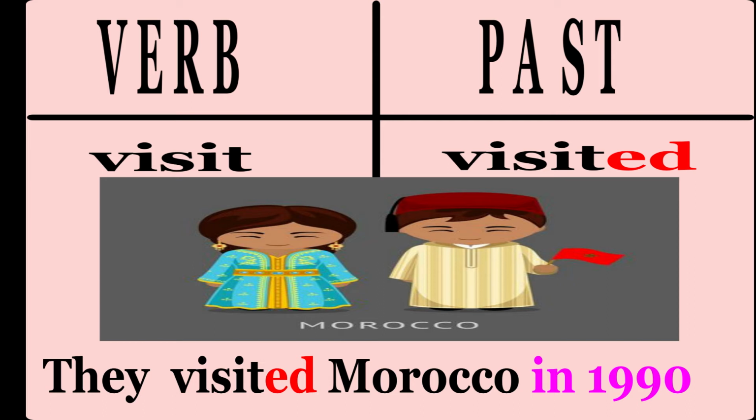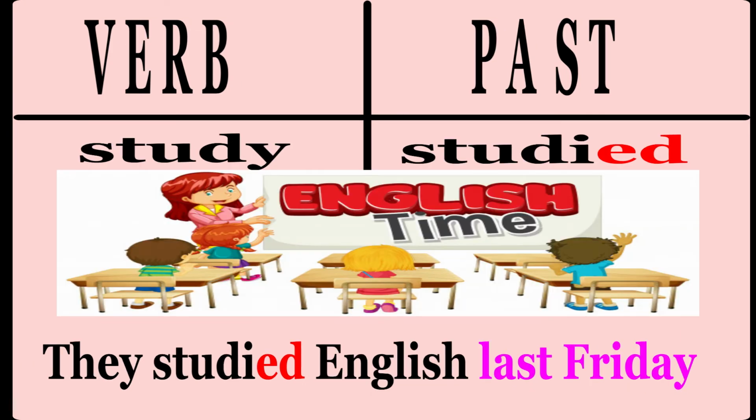So the first example is with the verb visit. In the past we say visited. Example, they visited Morocco in 1990. When did they visit Morocco? They visited Morocco in 1990. Did they visit Morocco in 1990? Yes, they did. Did they visit Morocco in 2000? No, they didn't visit Morocco in 2000.